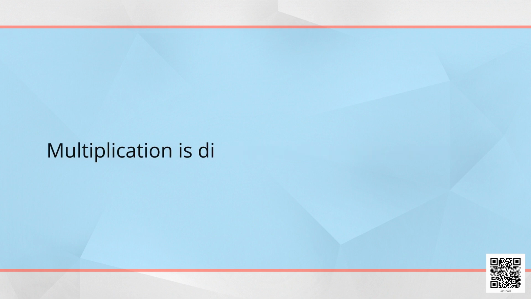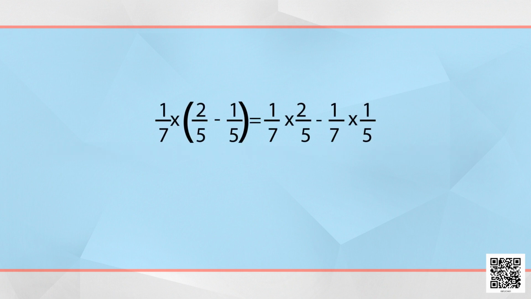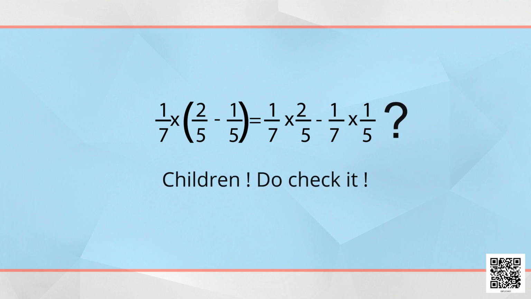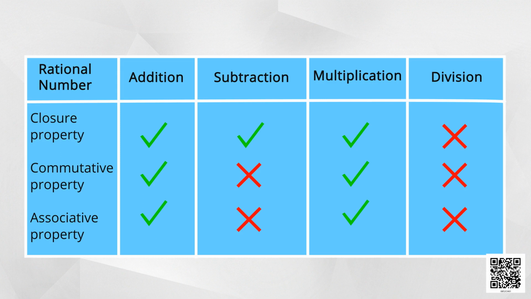Is multiplication distributive over subtraction also? Will 1 upon 7 bracket 2 upon 5 minus 1 upon 5 bracket closed equal to 1 upon 7 into 2 upon 5 minus 1 upon 7 into 1 upon 5? Children, do check it. Now let us tabulate these properties of rational numbers. This table shows whether rational numbers are closed, commutative or associative under addition, subtraction, multiplication and division.